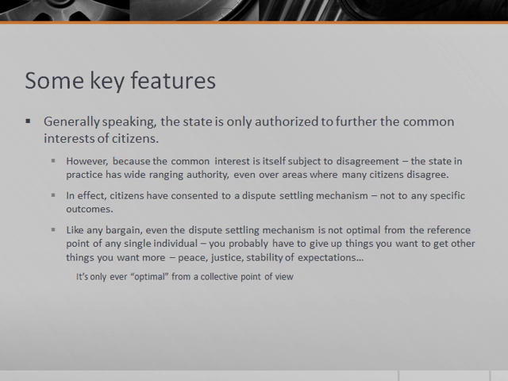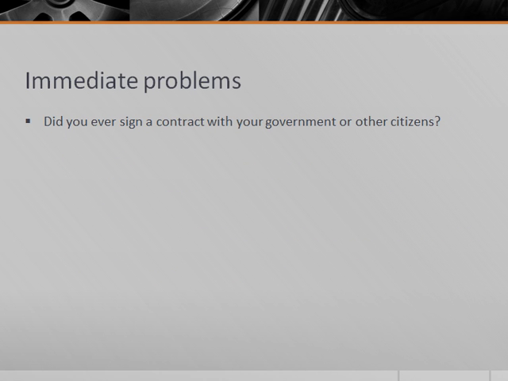Now, there's some immediate problems with social contract theory, which is that none of us in practice ever sign a contract, with perhaps some rare exceptions: people who go to serve in the military or serve in public office, or perhaps people who become naturalized as American citizens. All of them perhaps sign contracts, but the vast majority of American citizens never sign a contract. So social contract theory in that sense is non-existent on its face.